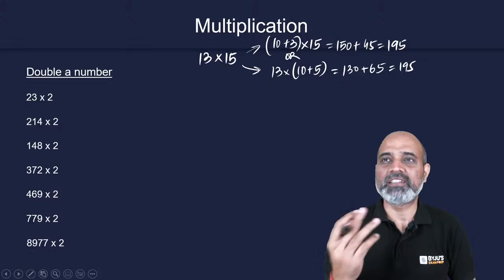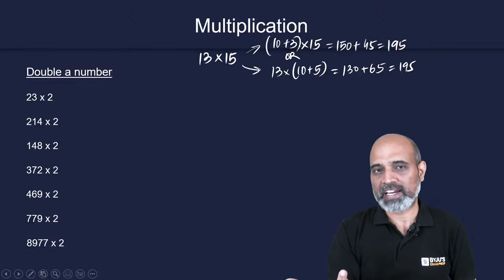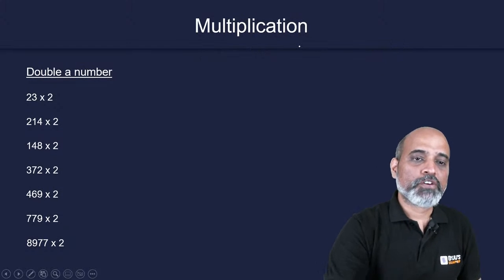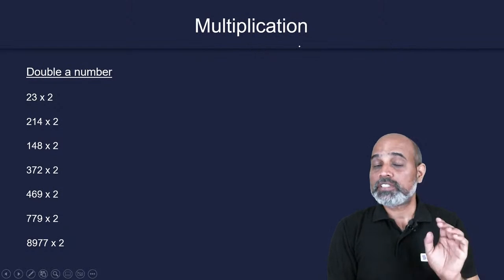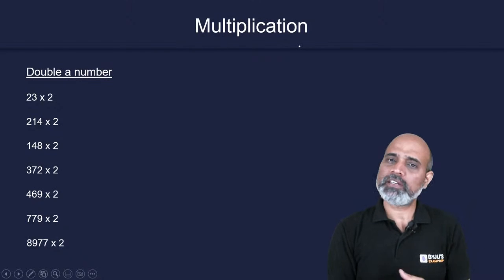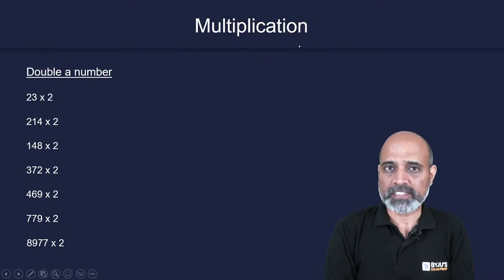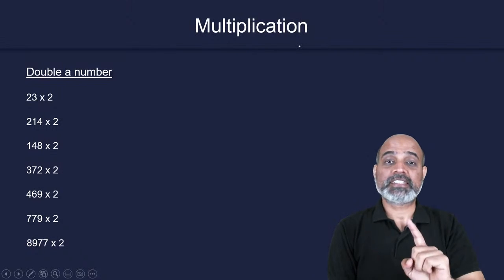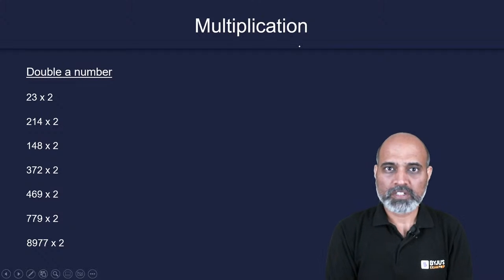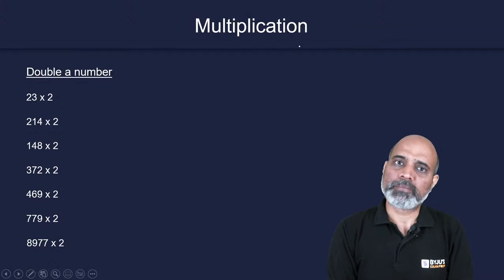For example, 23 into 7, we don't know what that is. Many of us don't know, right? So we'll be looking at certain calculations that are very important, especially for CAT preparation and also other entrance tests. First, we should be very good with doubling a number, as in multiplying a number by 2. So the question arises, how do you double a number?